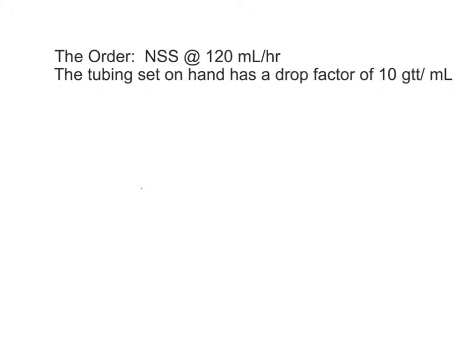We have an order for normal saline at 120 mLs per hour. We have a tubing set that is 10 drops per ml, and we want to know how many drops per minute we have to count to keep this hourly rate. So let's start by converting from 120 mLs per hour to mLs per minute.